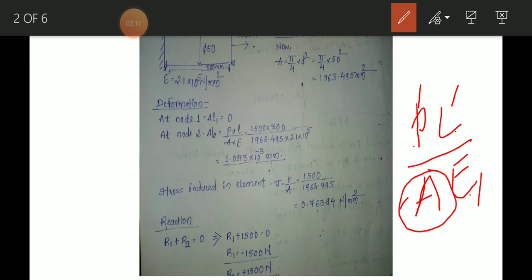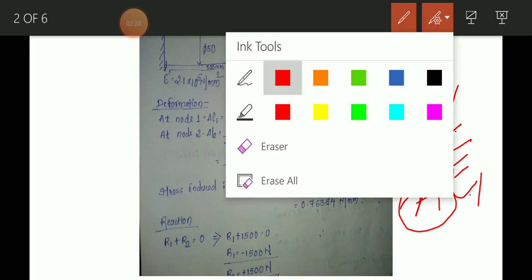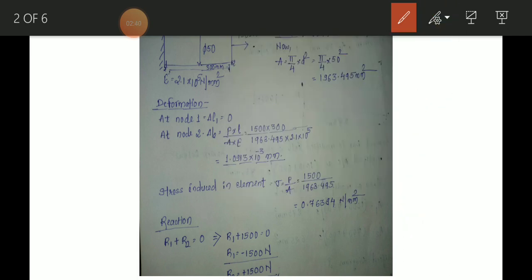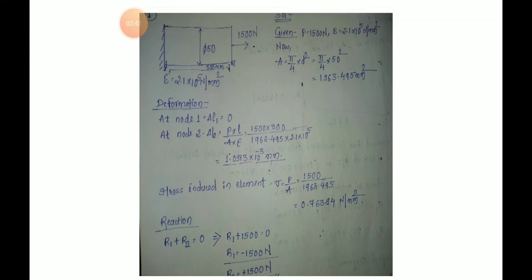Now you know how to calculate the area of the cylinder. It's pi by 4 into d square, because the cross section of this bar is circular. So area of circle is pi by 4 into d square. Pi by 4 is a constant. D is 50 mm. So 50 square. So you will get the area as 1963.495. That is the value of the area. Now go to the deformation.